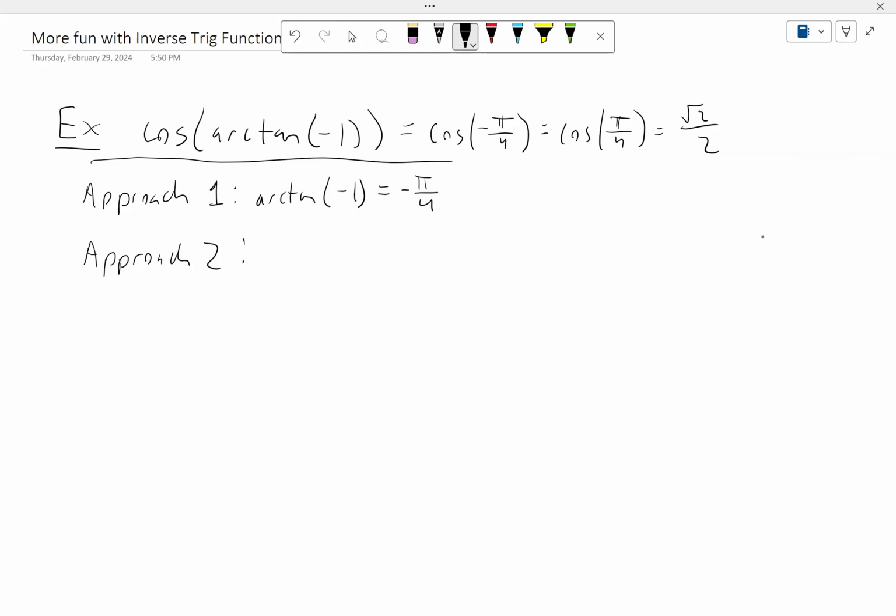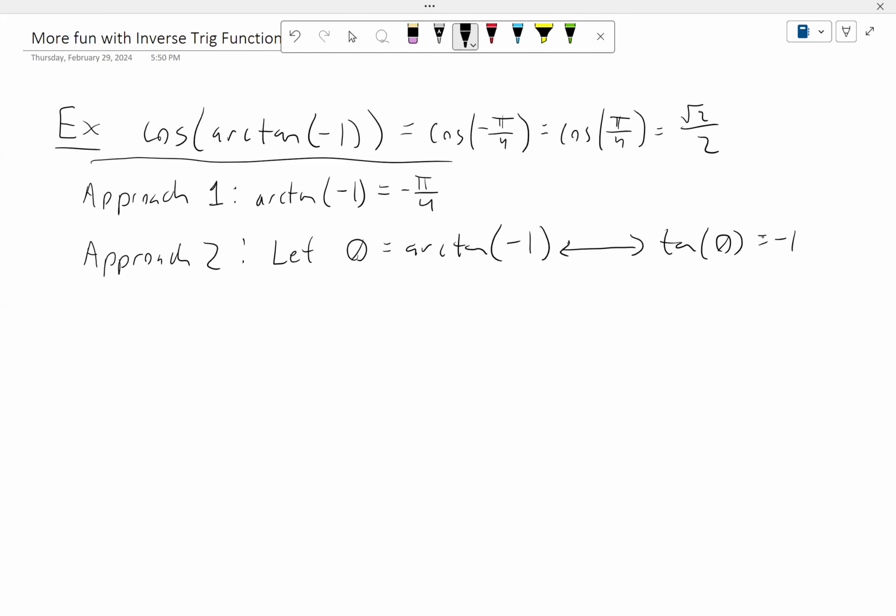Okay. So it starts off very much the same way that we would do this before. So I'm going to let arctangent of -1 be theta, which is the same thing as saying that tangent of theta is equal to -1. Okay, so now I have tangent of theta is equal to -1. Great.